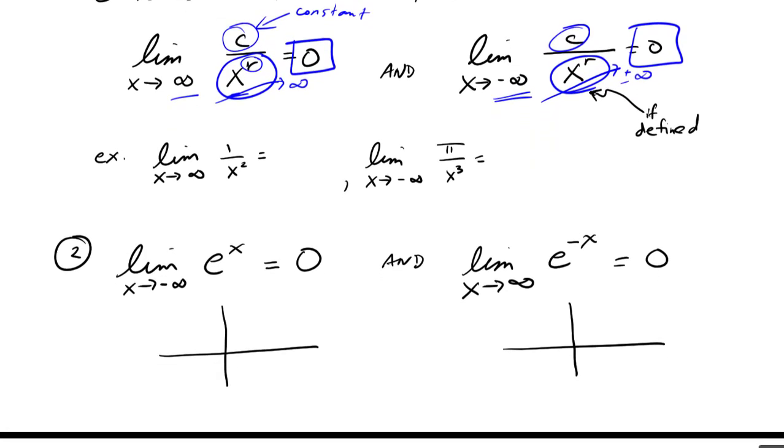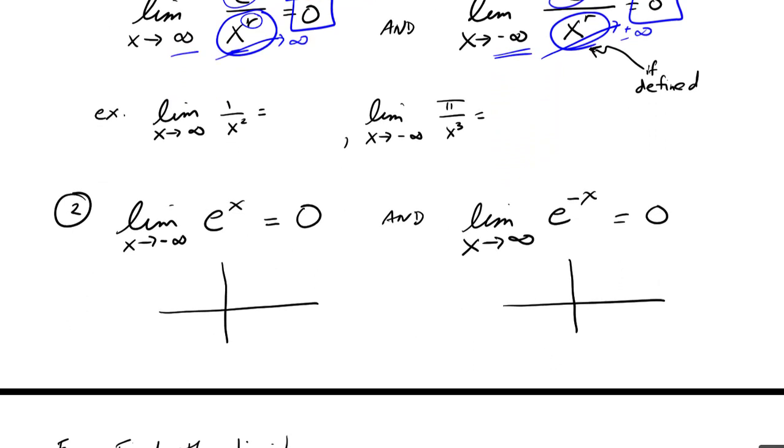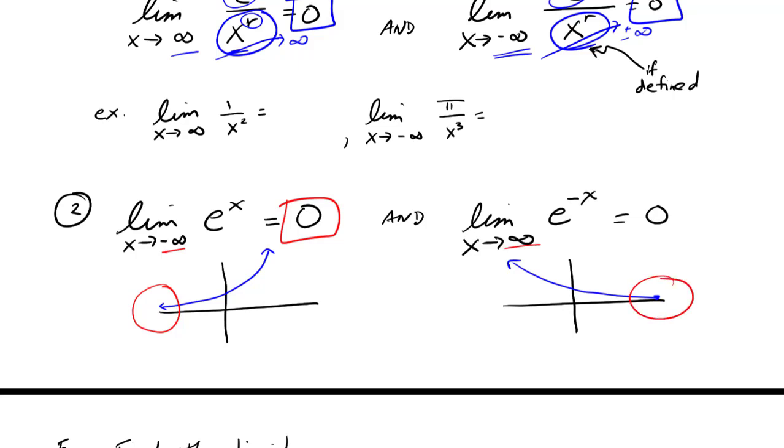The other situation that we often see is with the exponential. If you remember, the exponential e to the x looks like this. And what we're saying here is, as we go off to negative infinity, the value of e to the x approaches 0. And as we saw in the example above, e to the minus x is just flipped over the y-axis. As we go to infinity now, the function approaches 0. So those are two more limits that are very important to us.